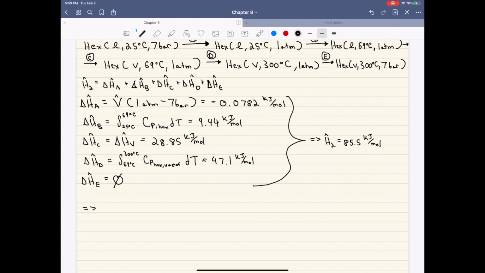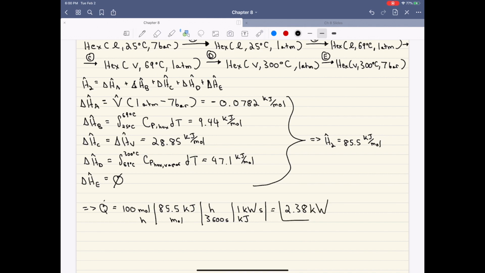And so your Q dot is just going to be 100 moles per hour times 85.5 kilojoules per mole, right? And then we can convert the kilojoules per hour into kilowatts by changing hours to seconds, and we know 1 kilowatt is equal to a kilojoule per second. Okay, and so what we get at the end is it takes 2.38 kilowatts of heat in order to vaporize that hexane.